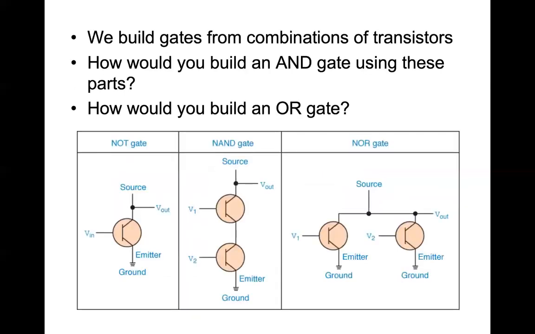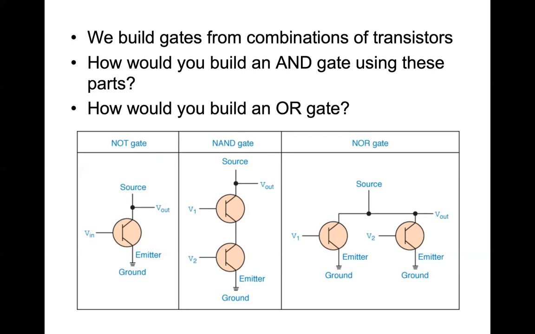Okay, so now let's look at something pretty cool, which is how we actually build these gates. So we already looked at how to build a NOT gate. A NOT gate can be built by a single transistor. And remember that if the voltage is high, then the switch gets closed and the output gets pulled low by the ground. And if the input is low, the switch opens and the output gets pulled high by the source voltage. Okay, so that's a NOT gate.